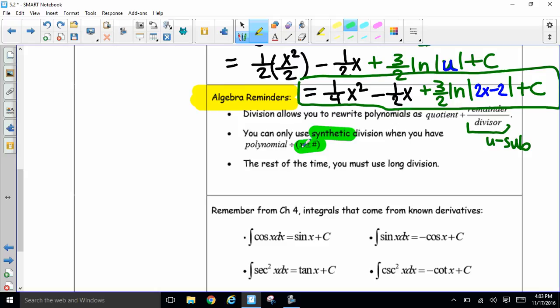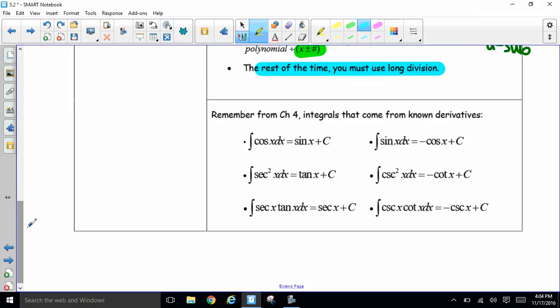If you change that up and that x has a power or that x has a coefficient, then you have to use long division. And we reviewed both. Okay. So we've reviewed the hard algebra. Then a lot of you struggle with trig too, and that would be the last piece of this.